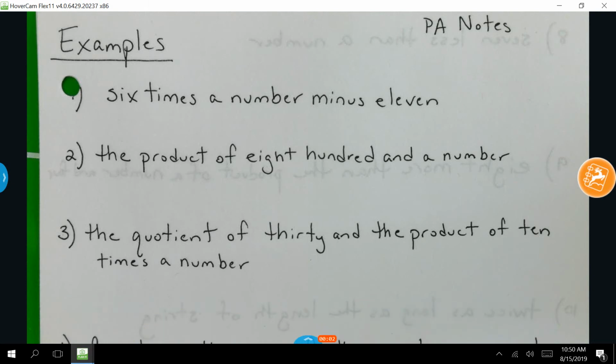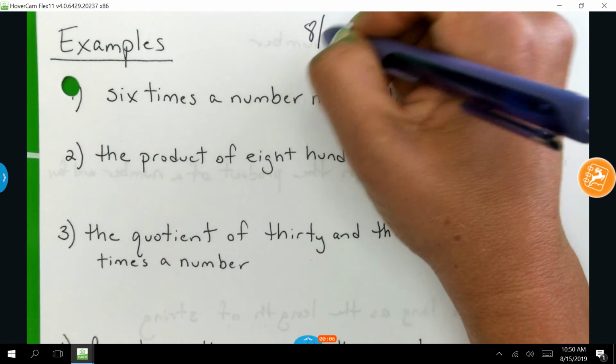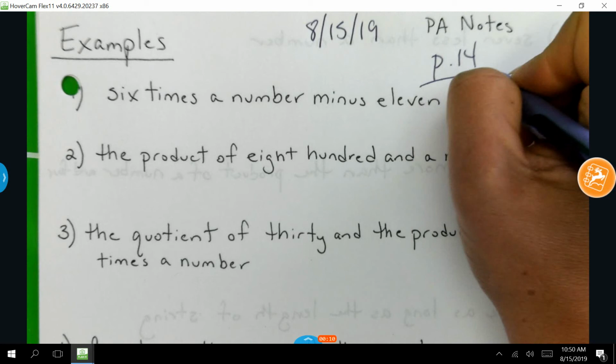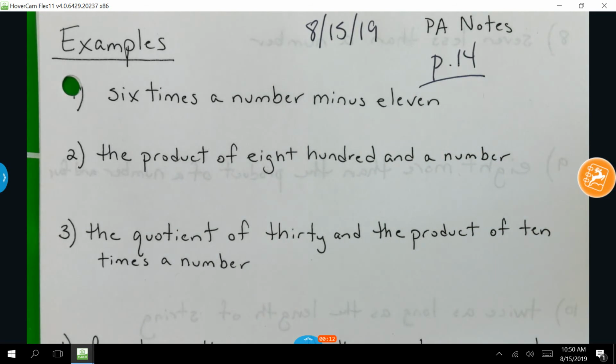Okay, so I wrote these notes up to go with your work. It is the 15th, and this goes with page 14, because sometimes I don't think the book gives enough good examples. So these match pretty well the problems in your book.